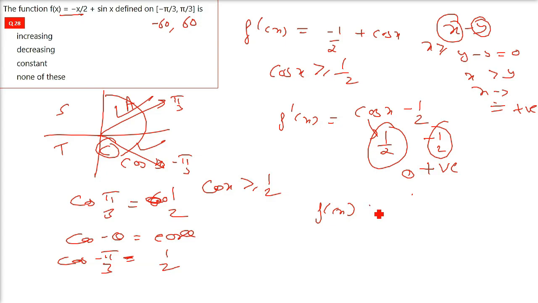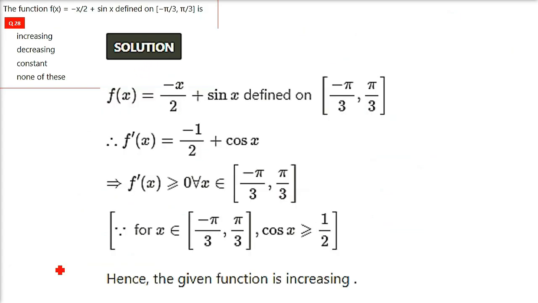So f dash x will always be greater than or equal to 0, which means this function is increasing in this negative pi by 3 to pi by 3 interval. So this diagram is very important. The concept of trigonometry is very important. So this is the simple explanation and reference for you.